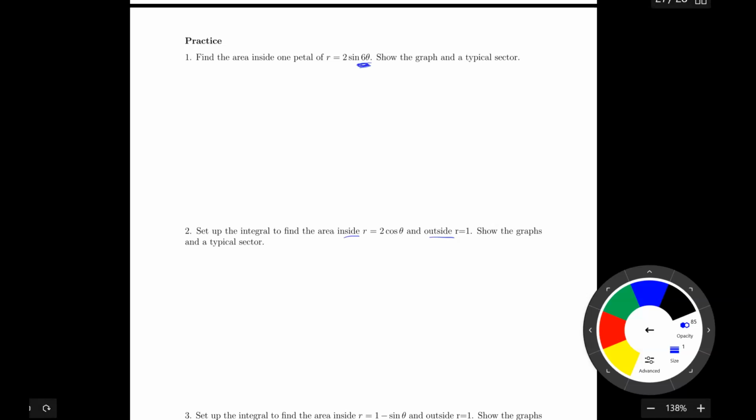Okay, so this one here, the sine. I know that it's going to be a flower with 12 petals. So my area bounded, the angles that bound 1 petal is going to be 0 to pi over 6. And this says find the area. It does not say set up only, so let's go through and finish solving this. So I have 1/2, 0 to pi over 6, (2 sine of 6 theta) squared d theta.